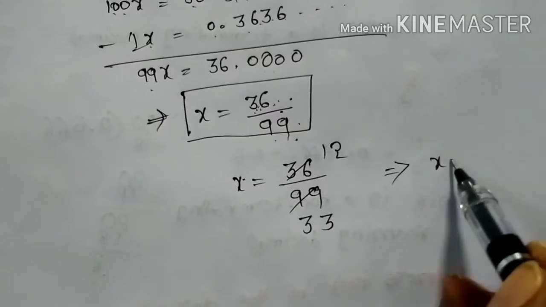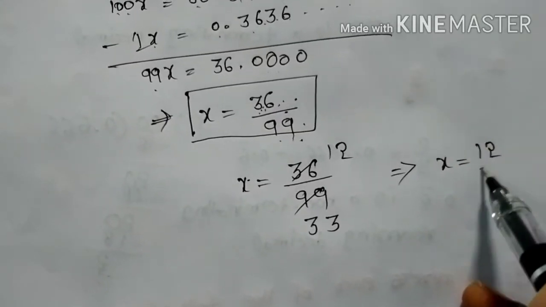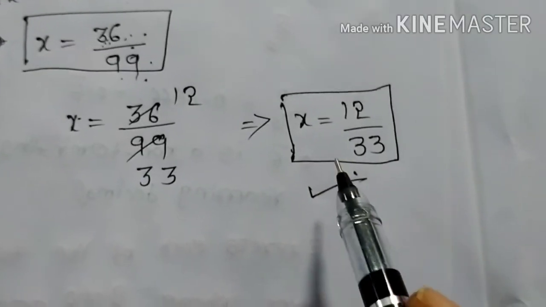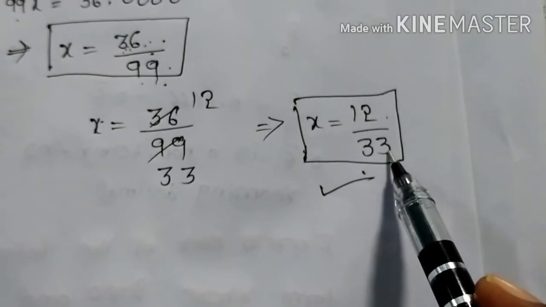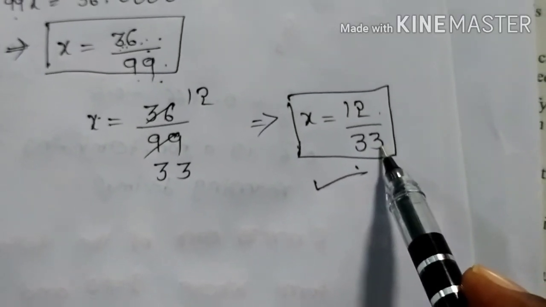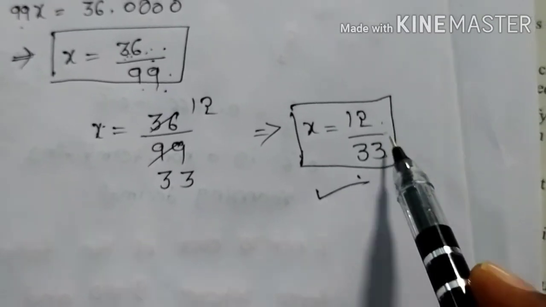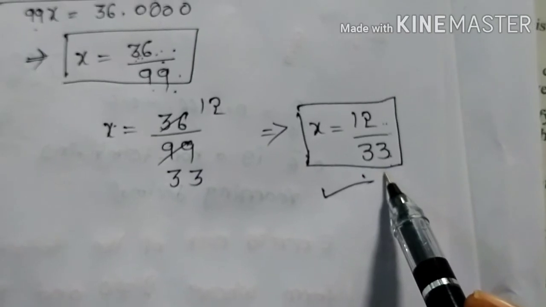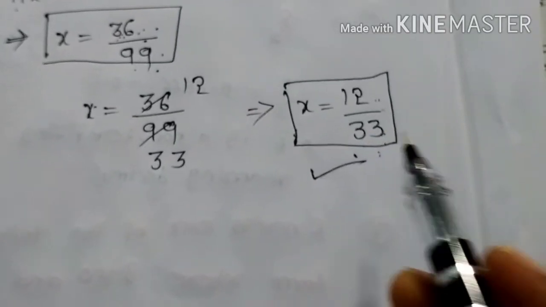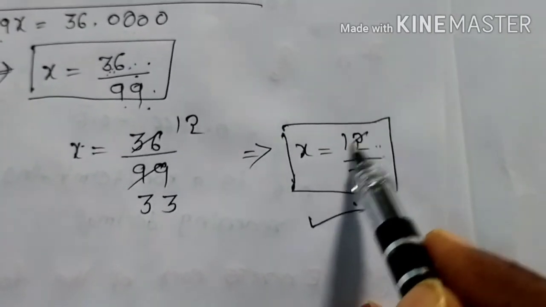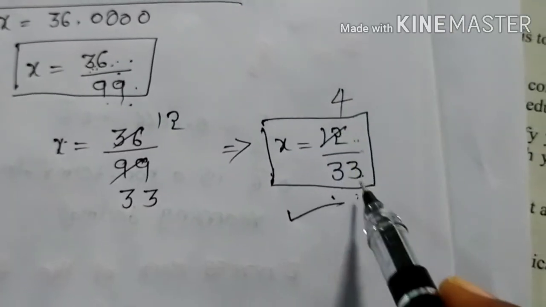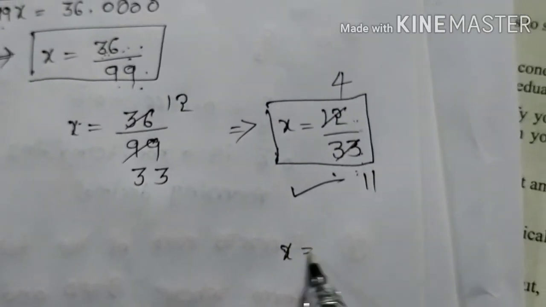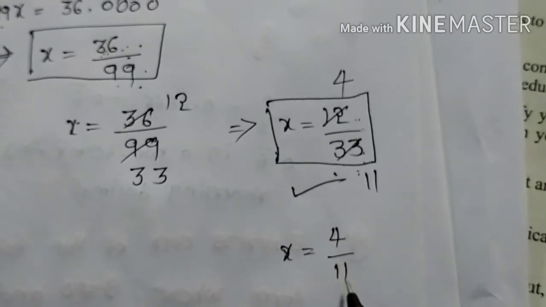That means your answer is how much? Implies x is equal to 12 by 33. See here, 12 and 33. Is there any common factor for 12 and 33? Once you observe, 3 fours are 12, 3 elevens are 33. That means it is not simplified. So it is not the answer. So one more time you have to simplify here. 3 fours, 3 elevens. That means your answer is x is equal to 4 by 11.